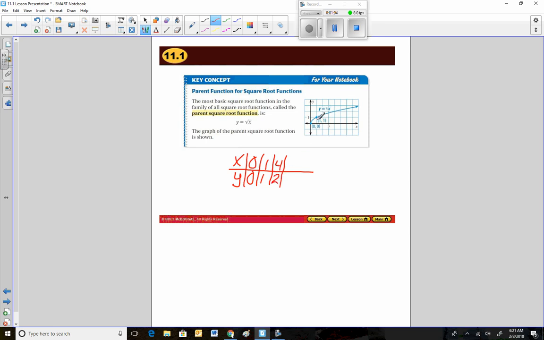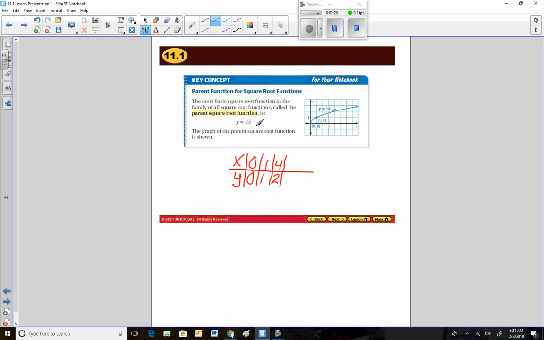All right, so that's how you see 0, 0, 1, 1. And then if you go out 4, you will go up 2, and you'll see another little point. That allows you to make this shape, which looks like a bird's wing. That's what the square root function is going to look like. Now that's the parent function.